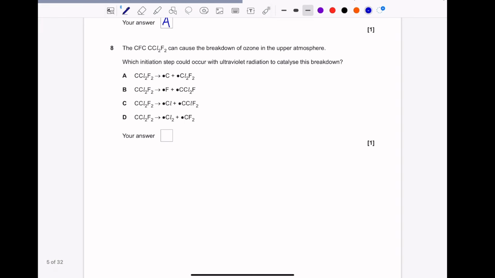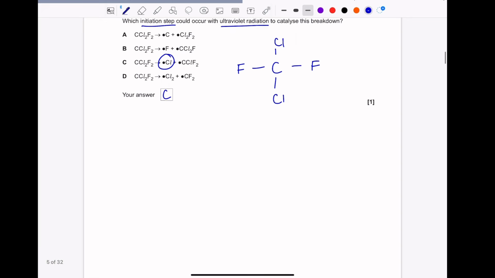Question 8 is, the CFC, CCl2F2, can cause the breakdown of ozone in the upper atmosphere. Which initiation step could occur with ultraviolet radiation to catalyze this breakdown? So the CFC looks something like this. So when you make a radical, you're either breaking the carbon-fluorine or the carbon-chlorine bonds. The bond that is easier to break would be the carbon-chlorine bond. Therefore, you're more likely to make a chlorine radical. Therefore, the answer has to be C.